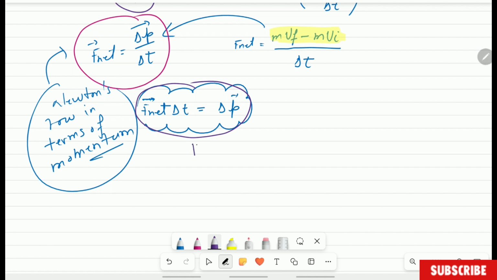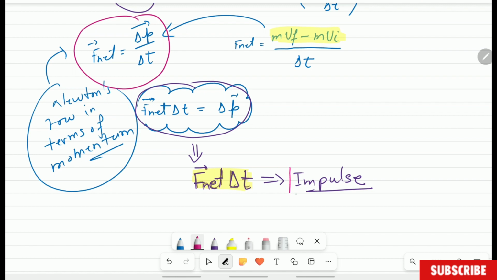Now, there is something. From here, we can see F net multiplied by time. Can you see that one? This one, my lovely, beautiful children, is a new physical quantity called impulse. This is impulse. That is a new physical quantity, and it is a very important physical quantity. So please make sure you write it like that.